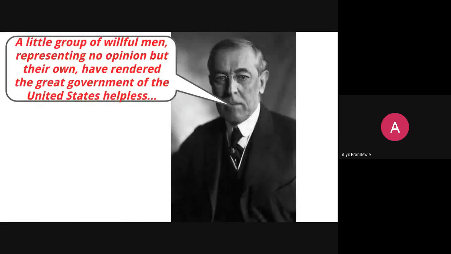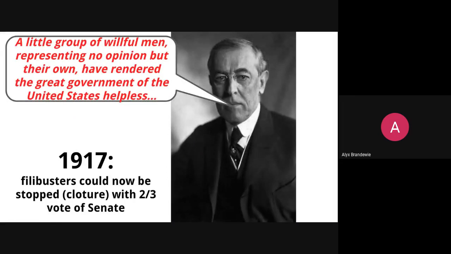Eventually, that gets changed, and it gets changed post 1917. The reason is, as you can see here, it just isn't that functional to suggest that one person should be able to hijack an entire piece of legislation. So the quote you see here from President Wilson: "A little group of willful men representing no opinion but their own have rendered the great government of the United States helpless." This particularly has to do with the Treaty of Versailles at the end of World War I. His thought is that most of the Senate wants this treaty approved, but because a small group of senators don't, they're filibustering the heck out of it, and it's not going to get done.